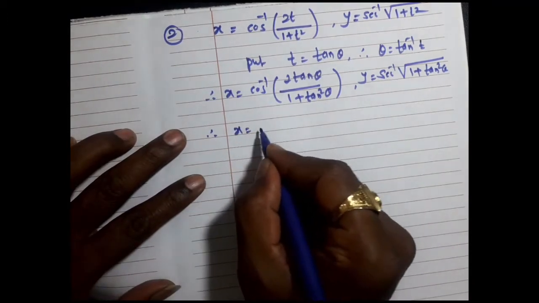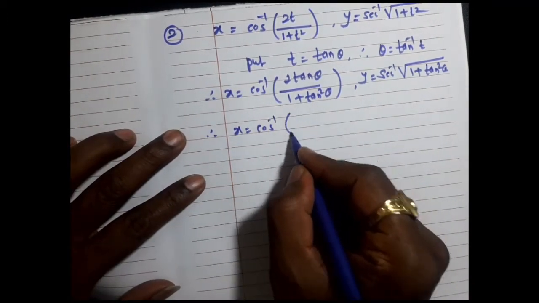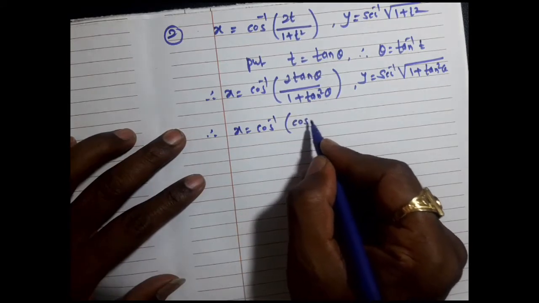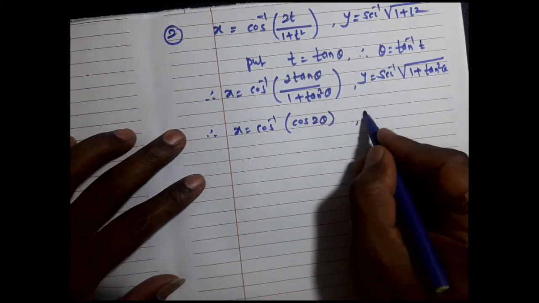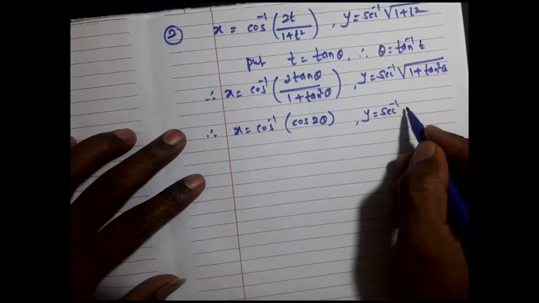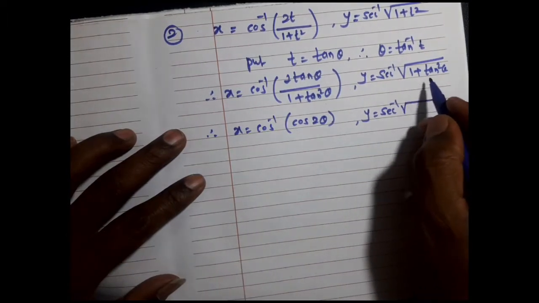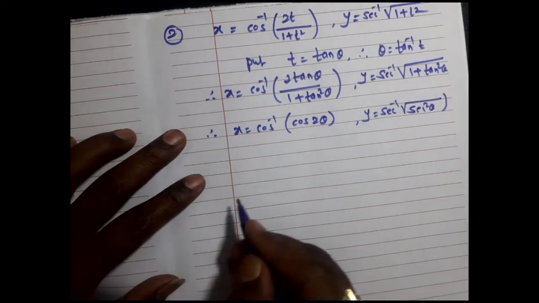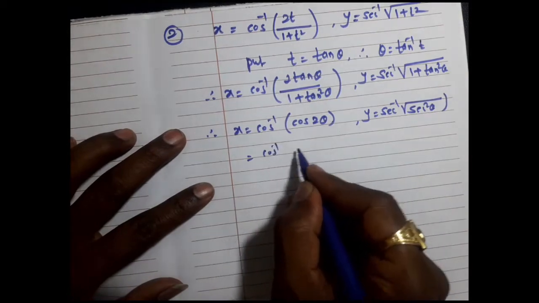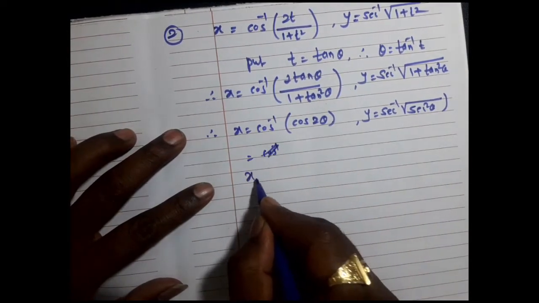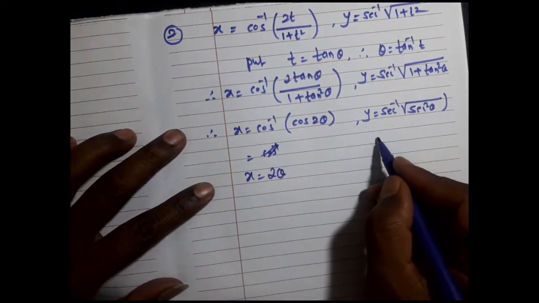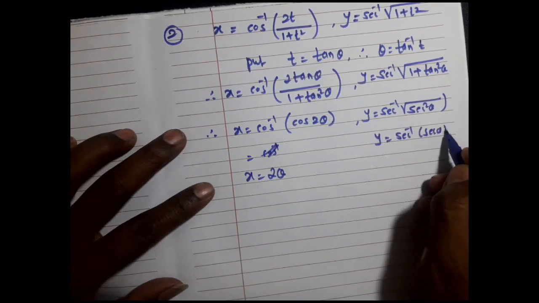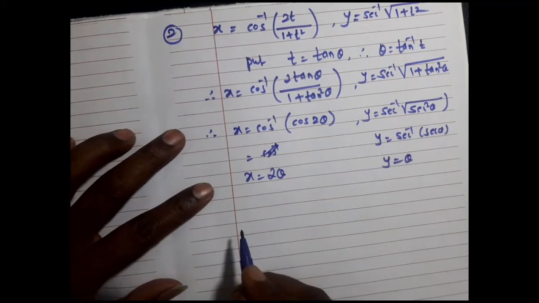Therefore, x is equal to cos inverse of cos 2 theta, and it is sec square theta. So this is cos inverse, and you know that this will be only 2 theta, this will be sec inverse of sec theta, so y is equal to theta.